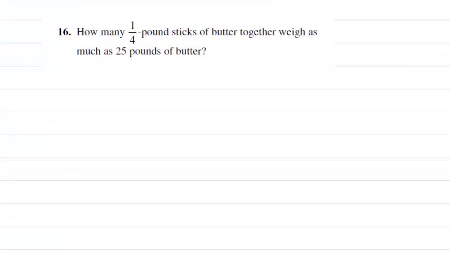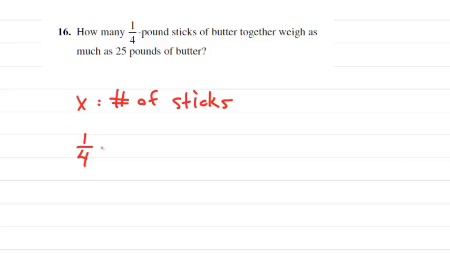Here's a problem from College Board's 2001 practice test. How many 1/4 pound sticks of butter weigh as much as 25 pounds of butter? If X is the number of sticks of butter that we would need in order to get 25 pounds, I could say that the weight of one stick multiplied by the number of sticks would give us 25 pounds altogether. Now I can multiply both sides by 4, and X equals 100.